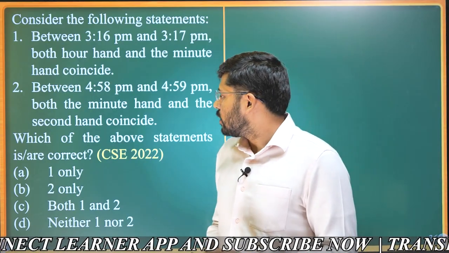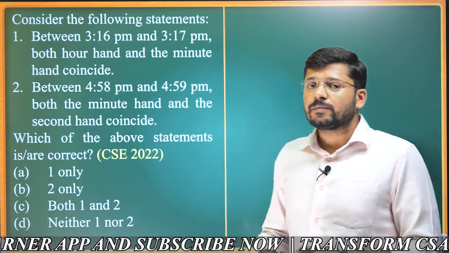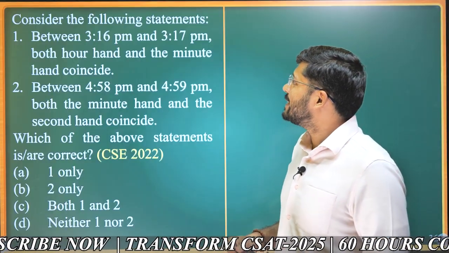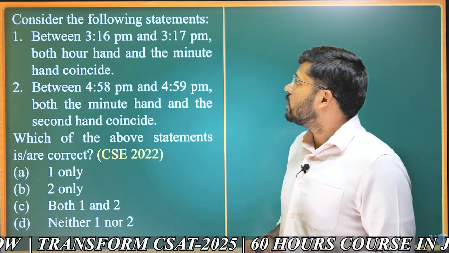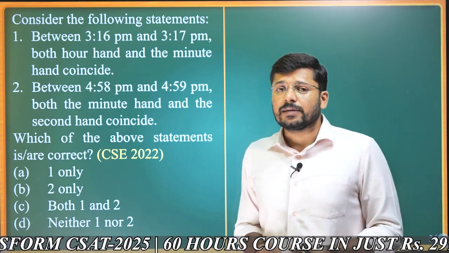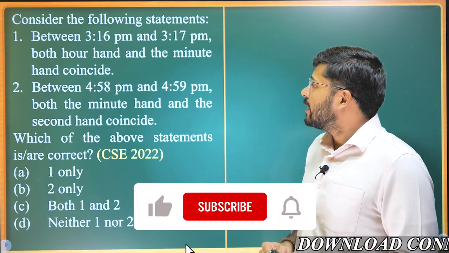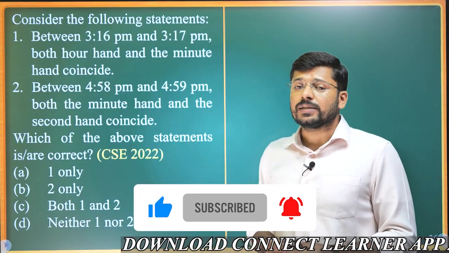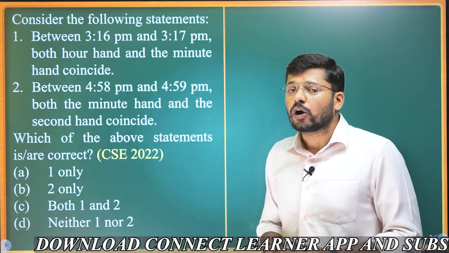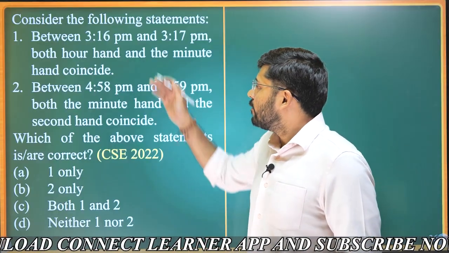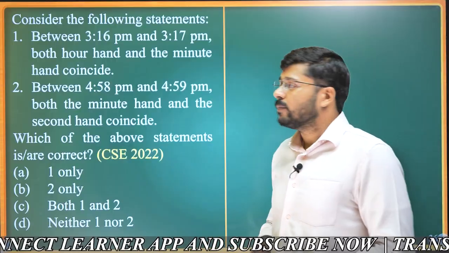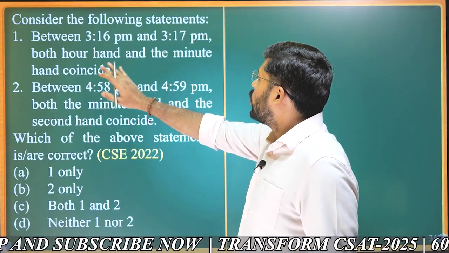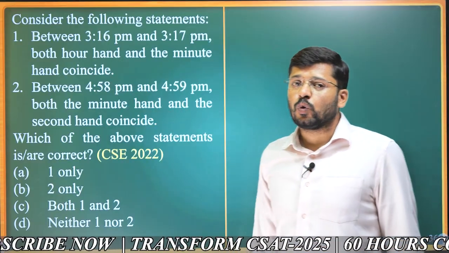Now, based on these concepts that we learned, we will solve a previous year question. Consider the following statements. Statement 1: Between 3:16 and 3:17, both the hour hand and minute hand coincide. Statement 2: Between 4:58 and 4:59, both the minute hand and the second hand coincide. Which of the above statements is or are correct? So, we shall evaluate both the statements one by one. Look at the first statement. It says that between 3:16 and 3:17, both the hour hand and the minute hand coincide.